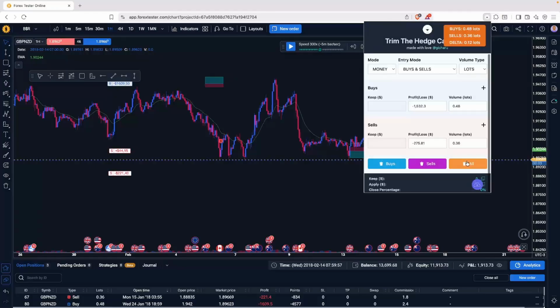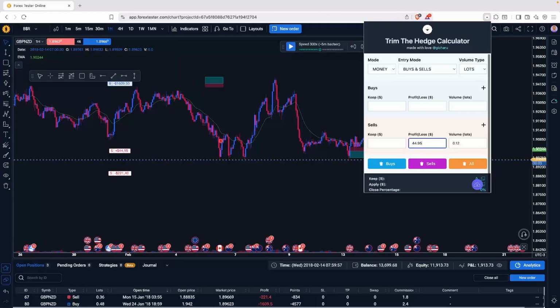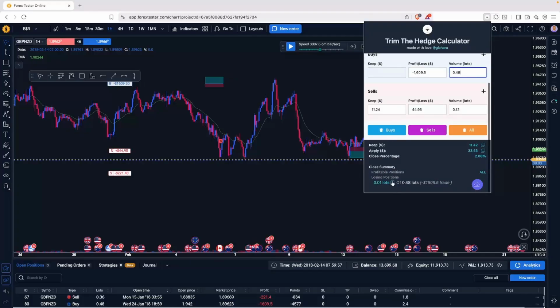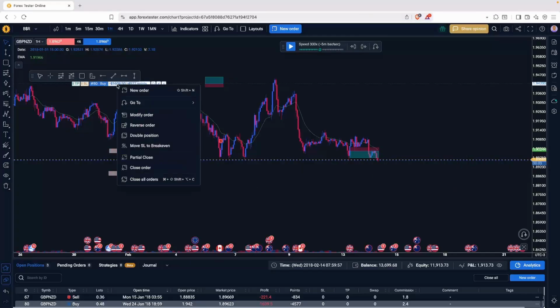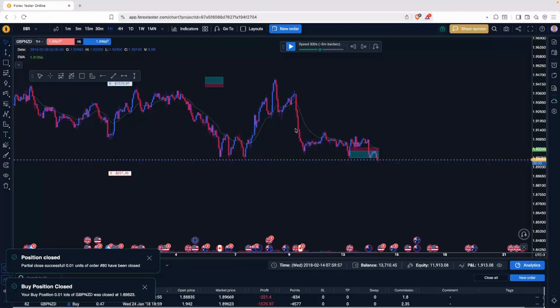So let's trim 0.12, and this one you're sitting on a profit of 44.95. This will be 0.11. And then here we are sitting at a loss. As you can see, our loss really isn't shrinking that much, but you're still dealing with it bit by bit. So closing a very tiny amount. Close that.